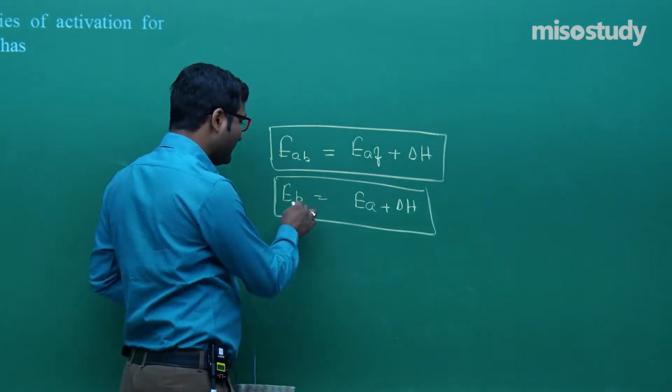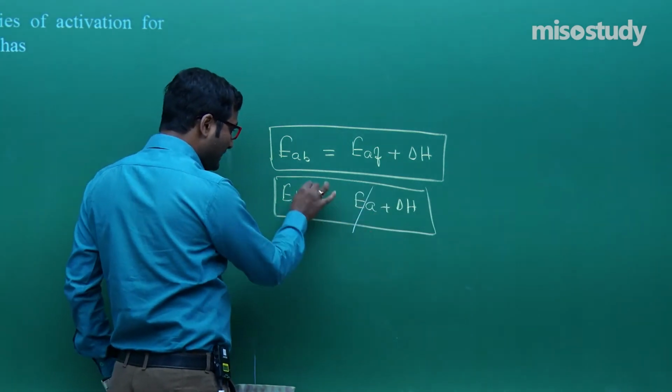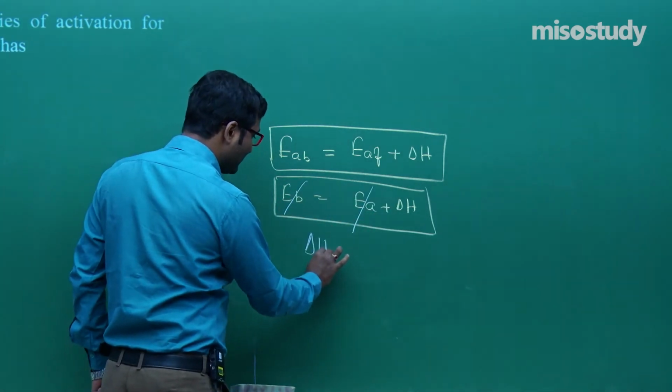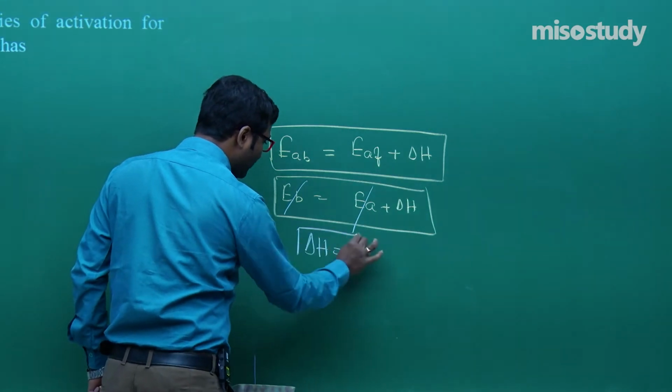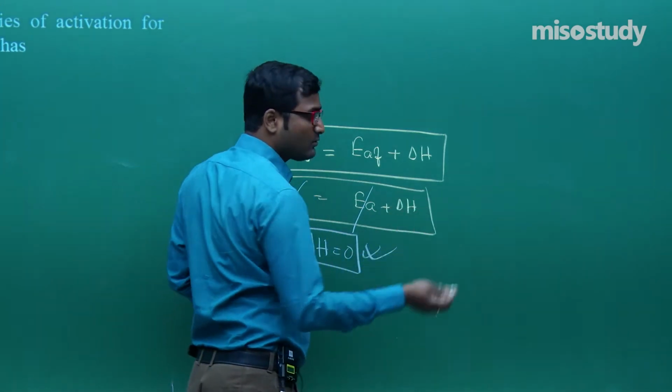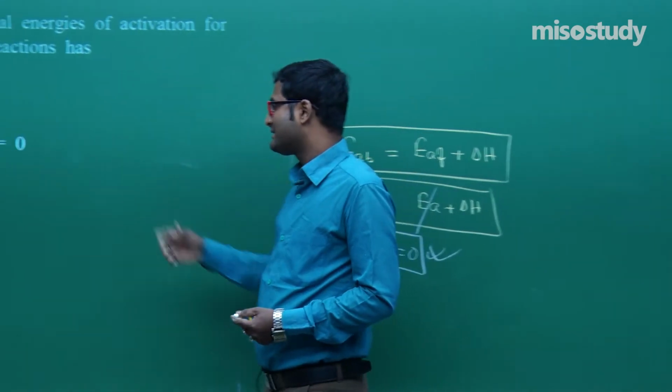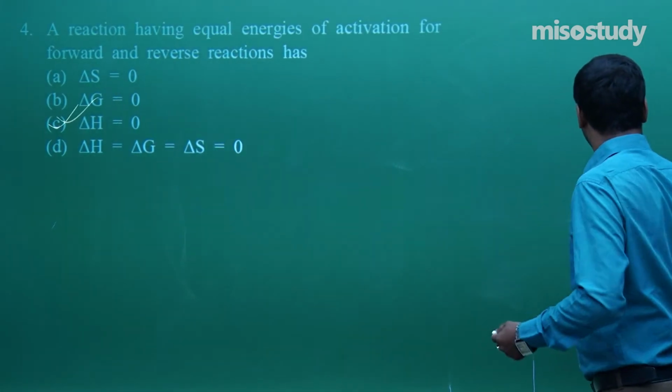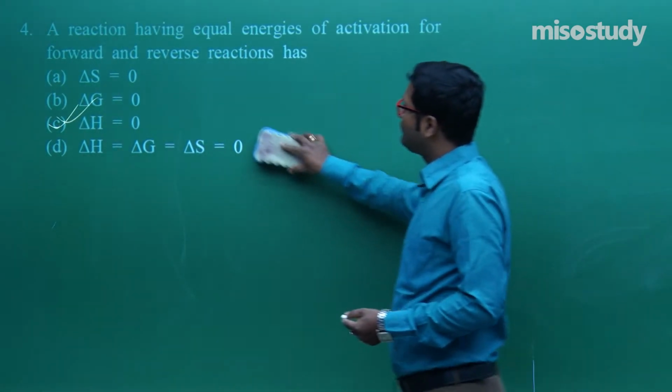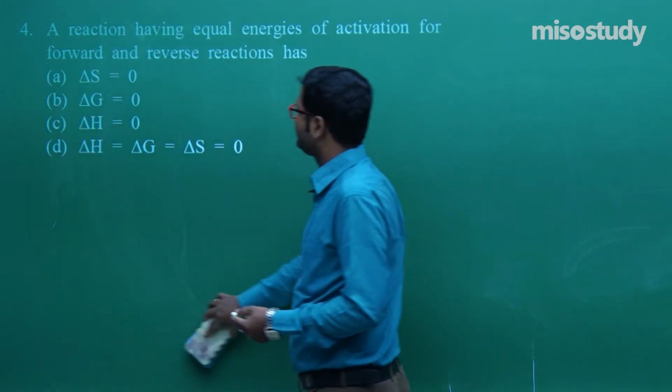Now look at the question: EB is equal to EA, that is, they cancel each other. So what is the output here? The output is delta H is equal to 0. So simple. Now the option is option C. Now let's move to the next question.